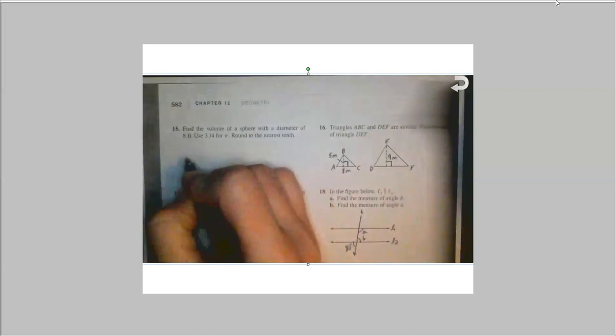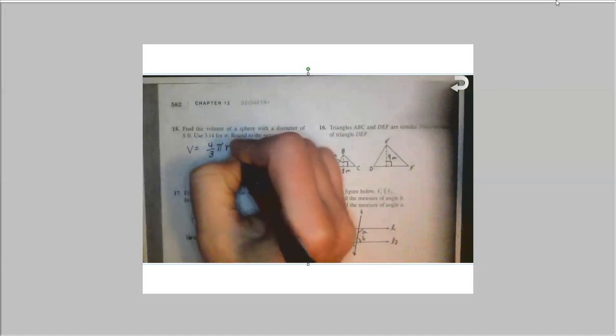All right, so we're going to move along. This is on page 582 out of your textbook if you'd like to look along with us. All right, so number 15 says to find the volume of a sphere with a diameter of 8 feet, and use 3.14 in the place of pi. Round your answer to the nearest tenth. So remember, a sphere is like a basketball, that round shape. The volume formula for a sphere is 4/3 times pi r cubed.